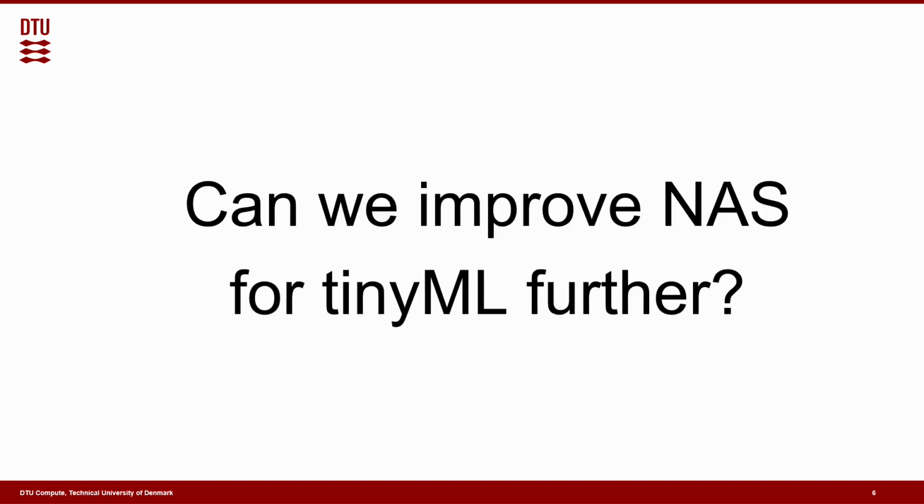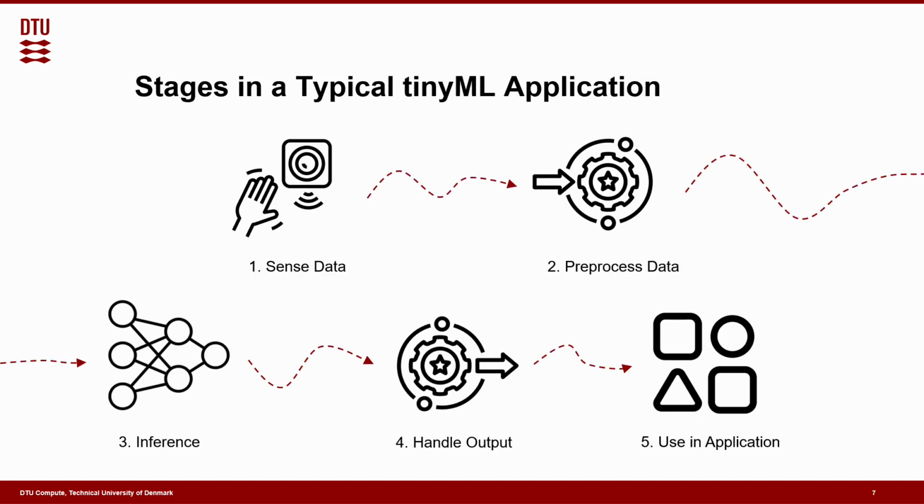So the big question that we asked when we were going to start this research was, is there any way that we can try to improve neural architecture search for tinyML even further? And to start to answer that question, I'd like to go through the stages of what I would consider a typical tinyML application, where you have some sensor that you use to sense some data, then you pre-process this data, put it into some machine learning model, handle the output of that model, and finally use it in some application.